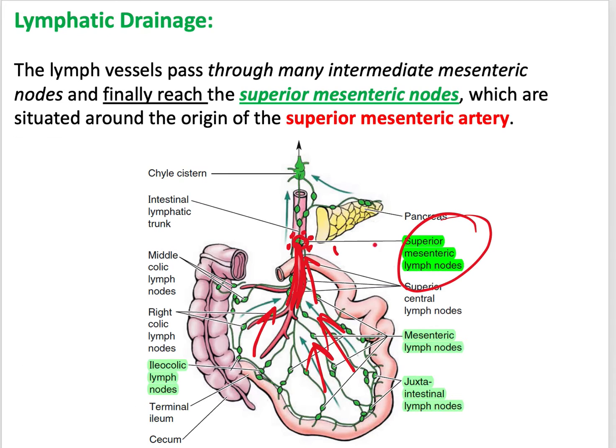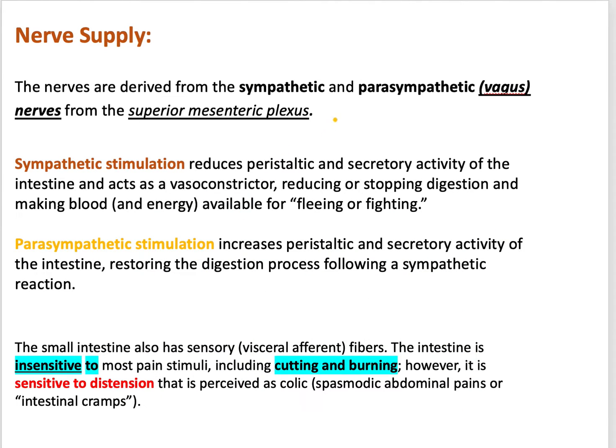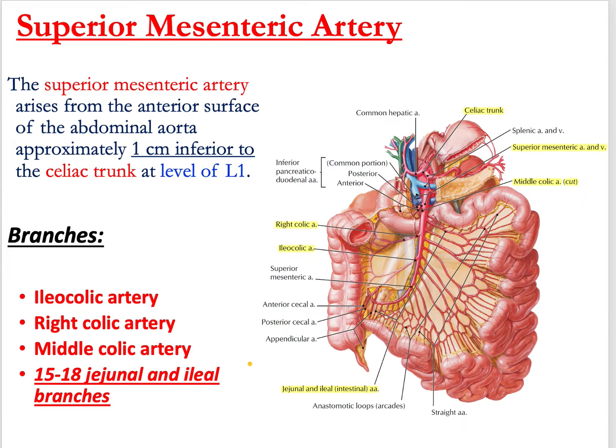Nerve supply, yes, we mentioned that around the superior mesenteric artery there is also a nerve plexus known as the superior mesenteric plexus. It contains both sympathetic and parasympathetic fibers. But it's good to know that if you cut the small intestine or burn it, you will get no pain. The small intestine is not sensitive to cutting or burning, but it is sensitive to stretch. Why? Because they are visceral structures.